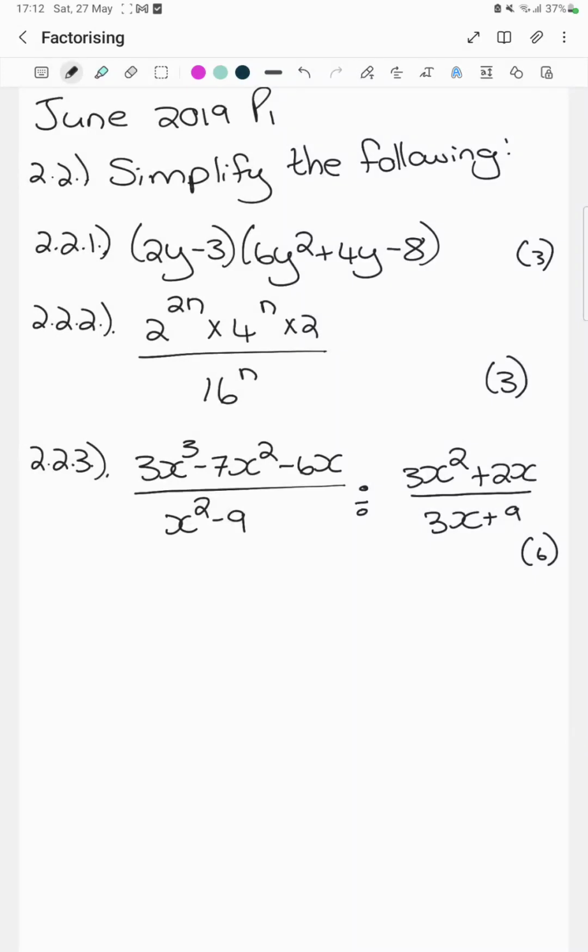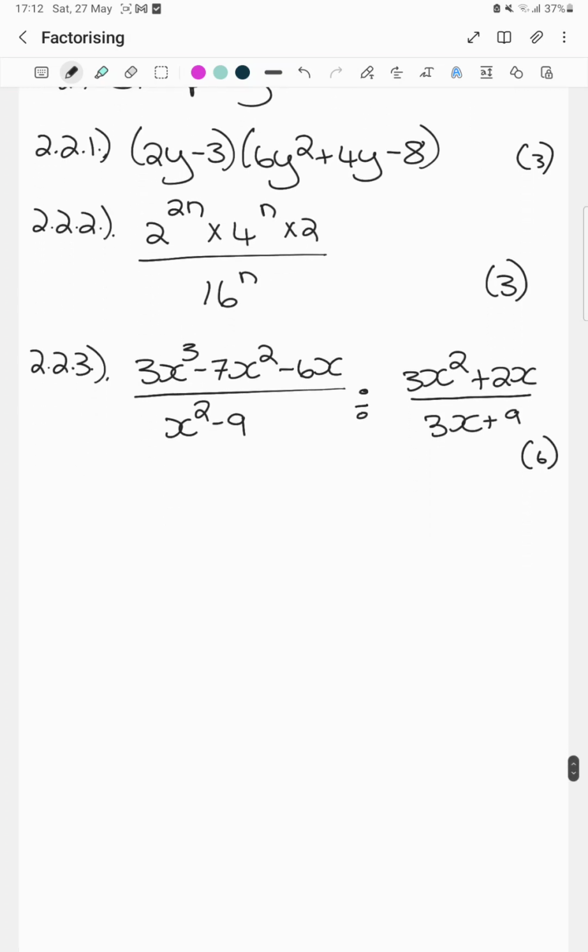Back. So we're going to look at June 2019, paper 1. In the previous video we looked at question 2.1, and now moving on to question 2.2, which is all about simplification. This will probably be a two-part video because these questions might take a bit long for one video. But let's get started. So let's start with question 2.2.1, which says simplify the following.